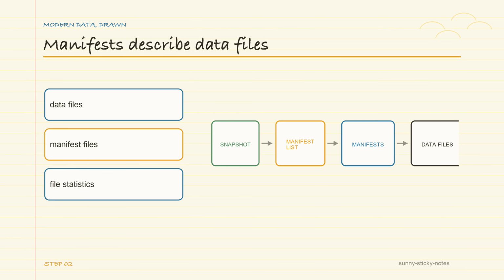Here is the simple picture to keep in mind. Read the drawing from one idea to the next. Data files, then manifest files, then file statistics.